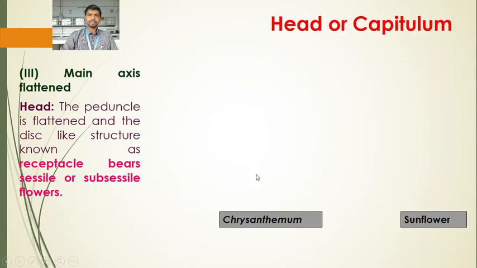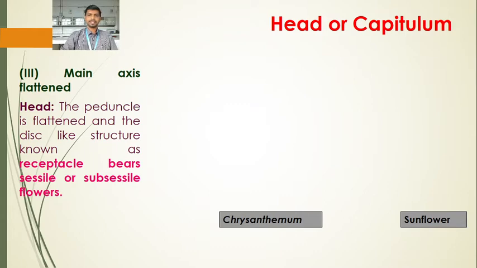Okay, next, this is the head or capitulum inflorescence. So here we are considering the third criterion, where the main axis is flattened. Okay, so the peduncle is flattened and the disc-like structure known as the receptacle bears sessile or subsessile flowers. So in this case the flowers are sessile, and the peduncle is flattened like a disc or saucer shape, so it is known as the receptacle, that we also saw in the previous lecture, where the receptacle bears sessile or subsessile flowers.